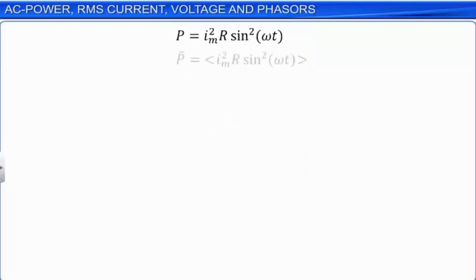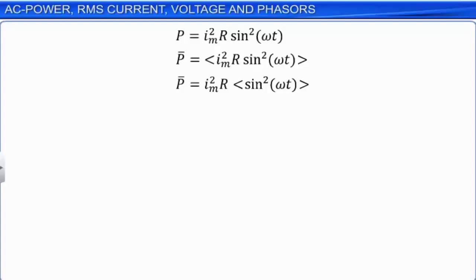If we average the value of the instantaneous value of power over an entire cycle, we can write the expression as shown. Here, the quantity P bar denotes the average value of power. Conventionally, an average of values is shown with the bar over the quantity symbol. The angular brackets denote the average of the quantity inside the brackets. As the quantities Im and R are both constant, we can take them out of the angular brackets while computing the average value of the expression.